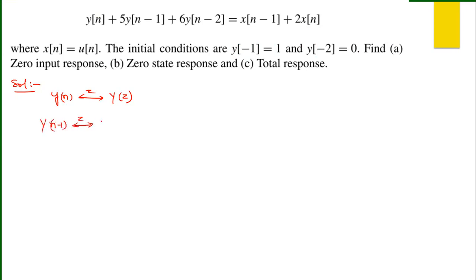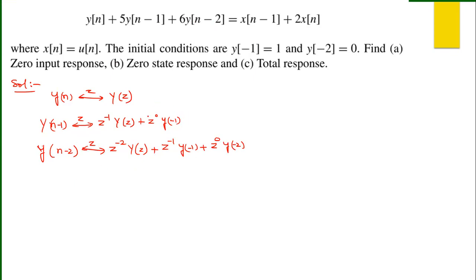So what is the Z transform of y of n minus 1? It is z power minus 1 into Y(z). One more term we need to write: here minus 1 is there, so plus z power 0 into y of minus 1. Next, y of n minus 2. Three terms are there. The transform is z power minus 2 into Y(z) plus z power minus 1 into y of minus 1 plus z power 0 into y of minus 2.